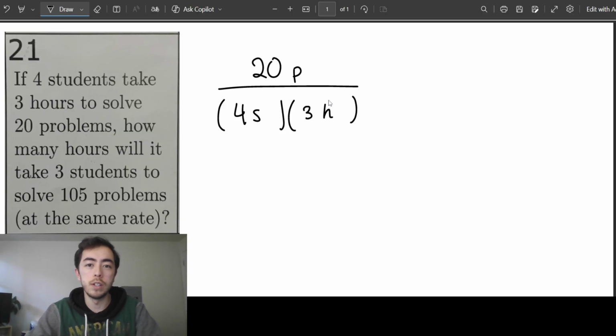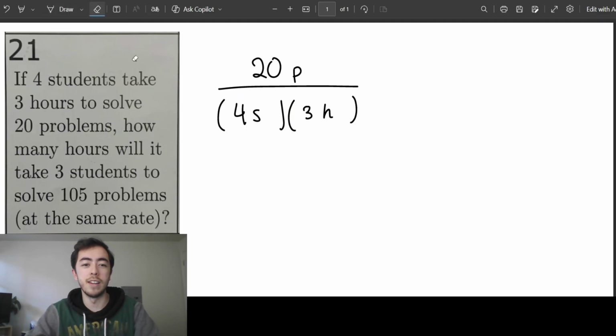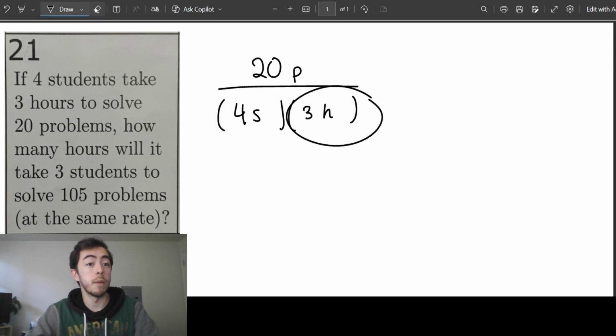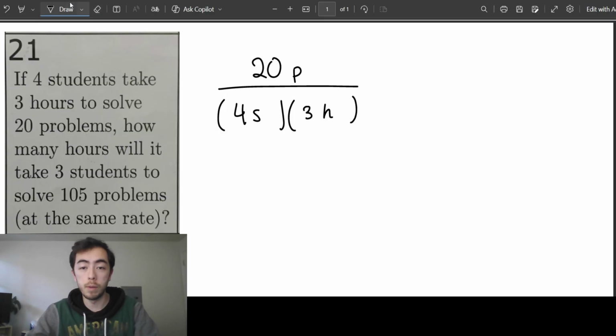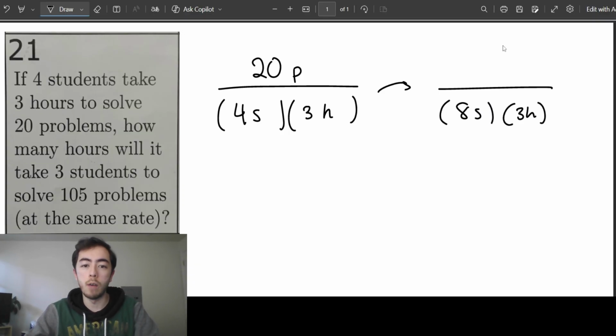And essentially what I'm trying to do is find some rate of problems per hour, but also problems per student. Because you can imagine if I have more students, then I will probably be able to solve more problems within the same amount of time. So I could proportionately increase or decrease the numerator and the denominator by the same number, and it would still make sense. Like if I doubled the amount of students I had, still within the same time frame, I would be able to now solve double the amount of problems.